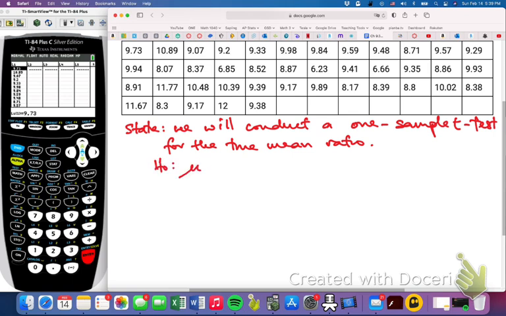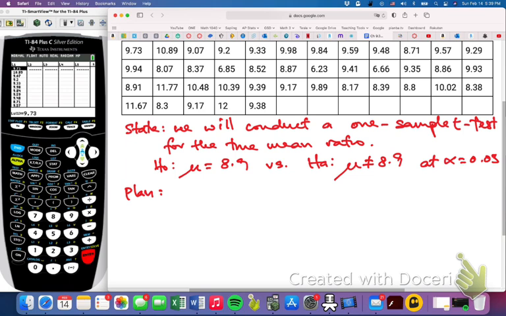And so we need to put H naught, right? The null hypothesis is mu equals 8.9 versus the alternative hypothesis, HA, that the mean is not equal to 8.9, at a significance level of 0.05. Next thing is the plan, right?